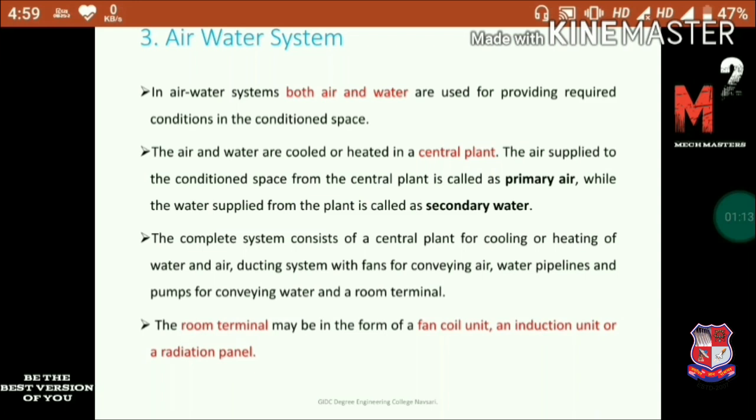So here we have two air conditioning plants, one for air and one for water, and two separate distributing systems for each. The room terminal may be in the form of a fan coil unit, induction unit, or radiation panel. So we use any of these.